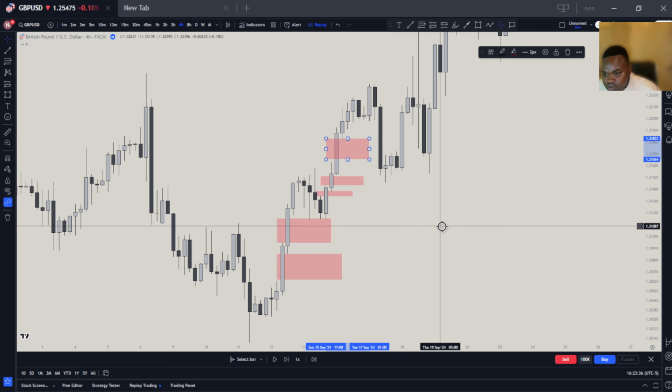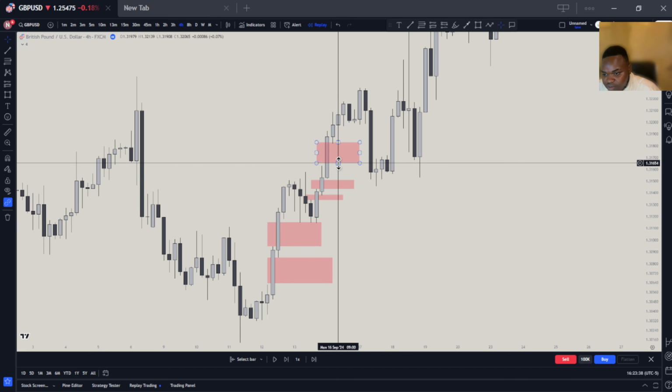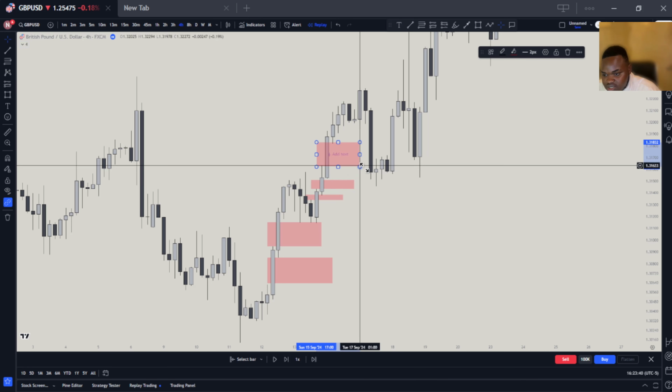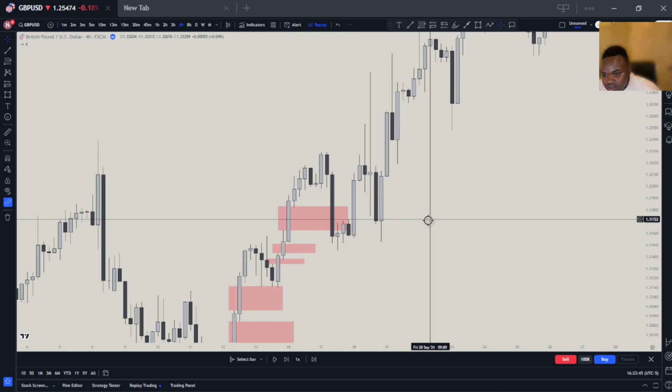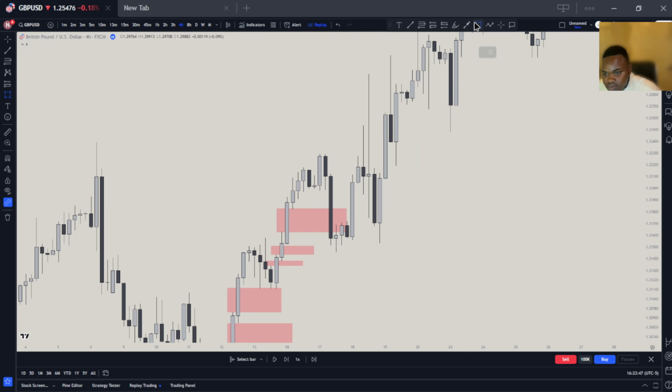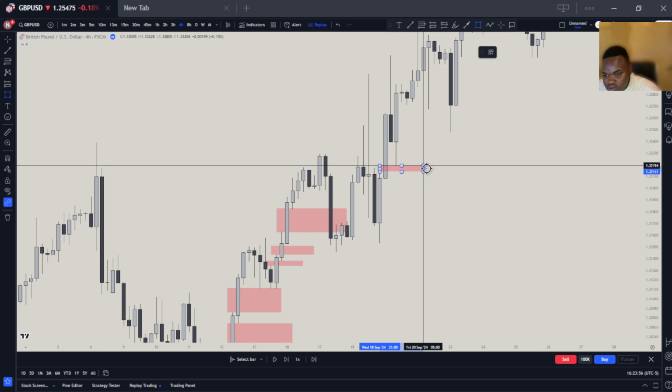This right here is an inefficiency. As you can see, price filled this inefficiency completely. This one was filled completely. As you can see, this right here is an inefficiency. So first this three candle 1, 2, 3, but this candle came and filled it. So this right here is an inefficiency.